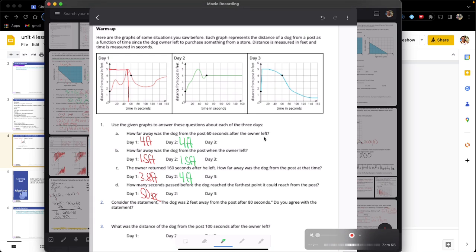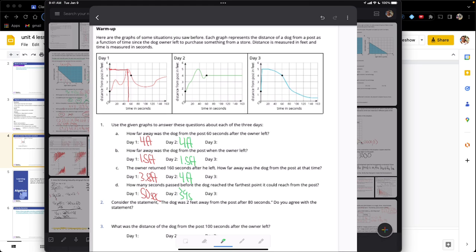Again. Okay. How many seconds passed before the dog reached the farthest point it could reach from the post? So the farthest point it could reach was 5 feet. So again, that's right here. All right. It looks like it's just below 40 seconds. It's definitely between 20 and 40, but it looks very close to 40. So I'm going to estimate that at 39 seconds.